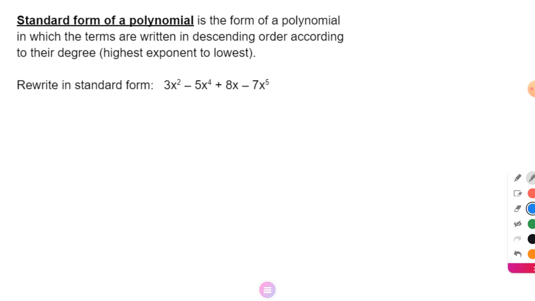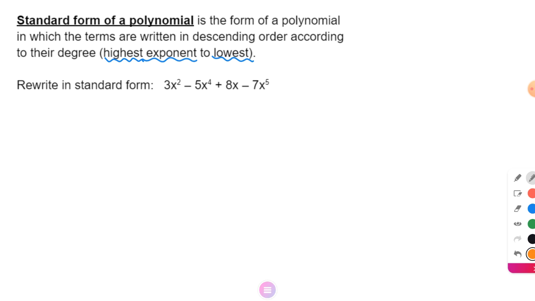Now let's get into standard form. Standard form of a polynomial is the form in which the terms are written in descending order according to their degree. So we're going from highest exponent to lowest exponent, high to low.